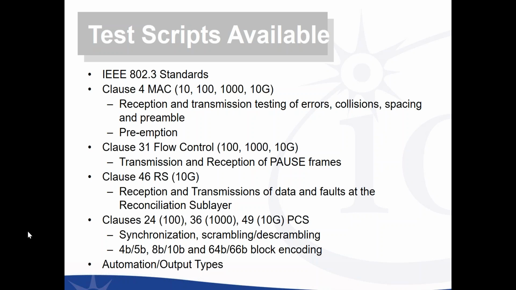We have scripts available for Clause 4 MAC testing for 10 base T devices all the way up through 10 gigabit devices, at least for our Bitfire systems. These scripts test the functions of that media access control sublayer, including your errors, collisions, and preemption, which is a new functionality that we've added, and the preemption is used during the prioritization of different frame types in the audio-visual bridging space. So it goes a little outside of our traditional Ethernet space, but it's still something that we can do in our MAC testing.